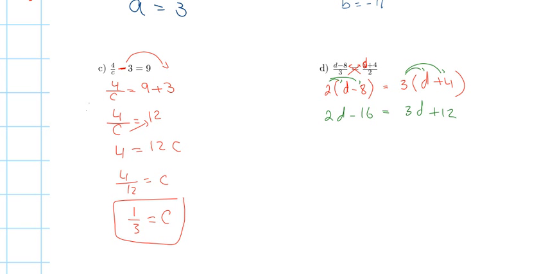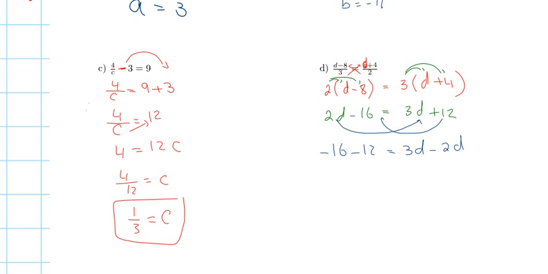Nothing more than that. So basically, I'm going to move the 2d to this side, and it becomes minus 2d. And in turn, I'm going to move the 12 to this side because I want the numbers together. So that's going to be negative 16 minus 12 equals 3d minus 2d. Are you guys okay with that? So I did 2 steps in one.